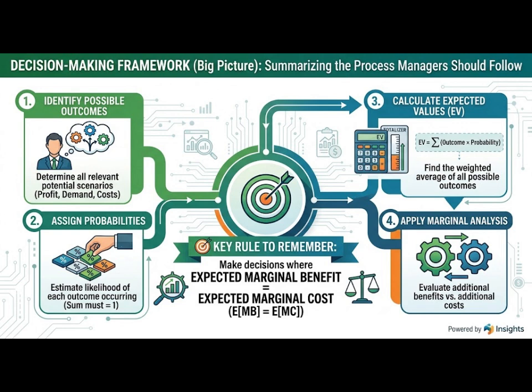Now let's look at the big picture. That includes a decision making framework. Let's summarize the process managers should follow. Step 1, identify possible outcomes. Step 2, assign probabilities. Step 3, calculate expected values. Step 4, apply marginal analysis. Here's the key rule of thumb to remember: make decisions where expected marginal benefit is equal to expected marginal cost.